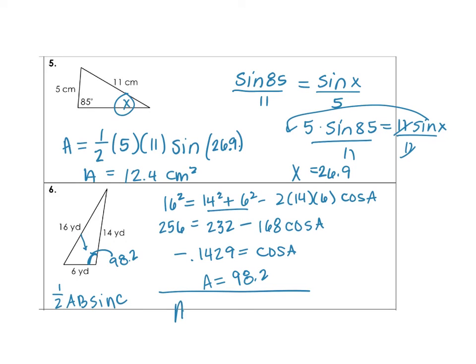And so now we can plug into our area formula. So that area, again, you're going to have 1/2 AB, so 6 times 14 times sine 98.2. So that area, once you get all that typed in, should be 41.6.